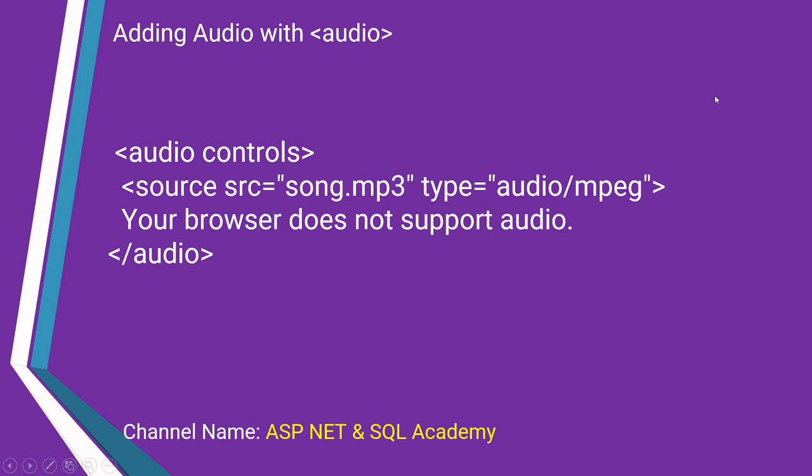The audio tag allows you to embed sound files. Use the controls attribute to show play or pause buttons. The source tag specifies the file and its format. Always include fallback text.